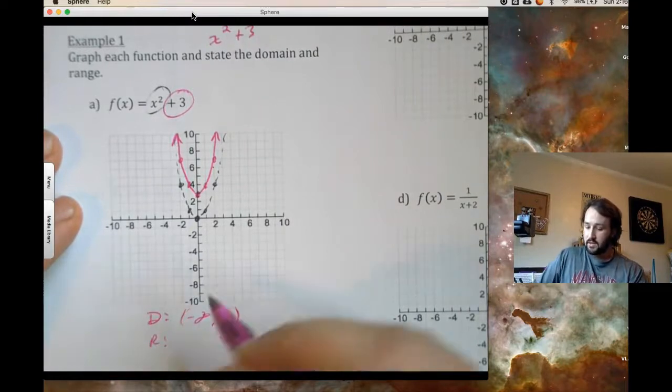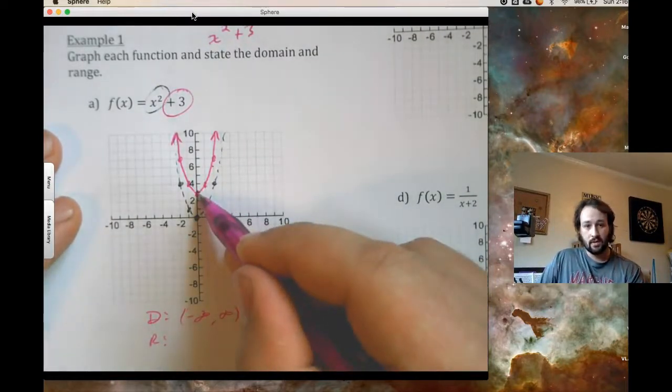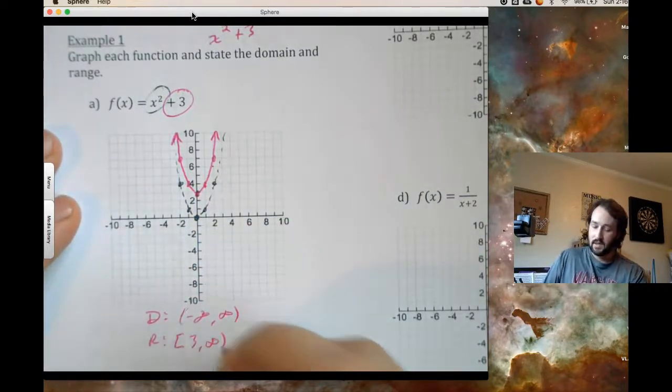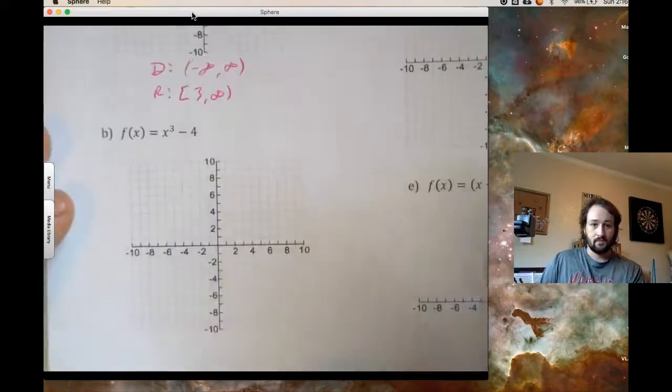And the range, the lowest y value we have is 3 right there, and it's going from 3 up forever, so 3 to infinity. All right, moving on.